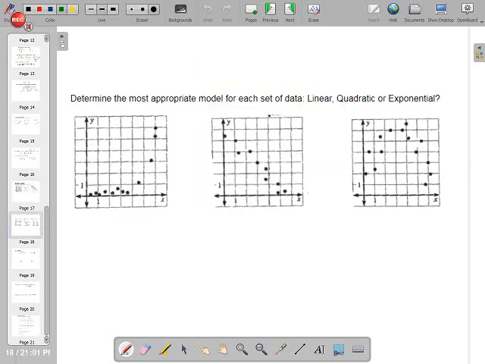Now we'll say, are these exponential, linear, or quadratic? I think they're in that order, actually. This, to me, looks like it would be an exponential function. Exponential functions have a horizontal asymptote, so they start off really slow, and then they pick up steam. So this is an exponential function.